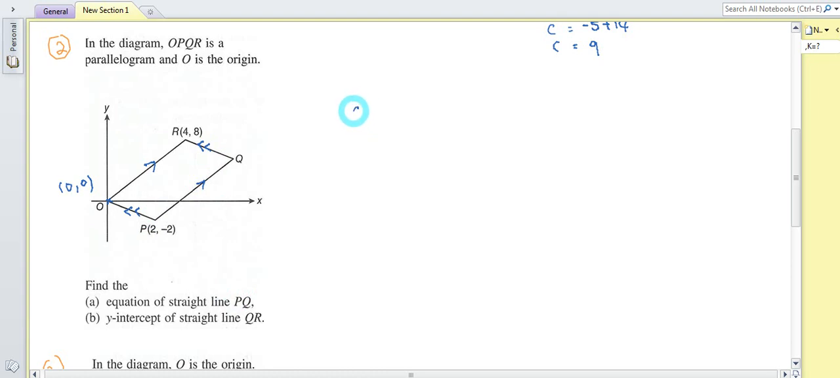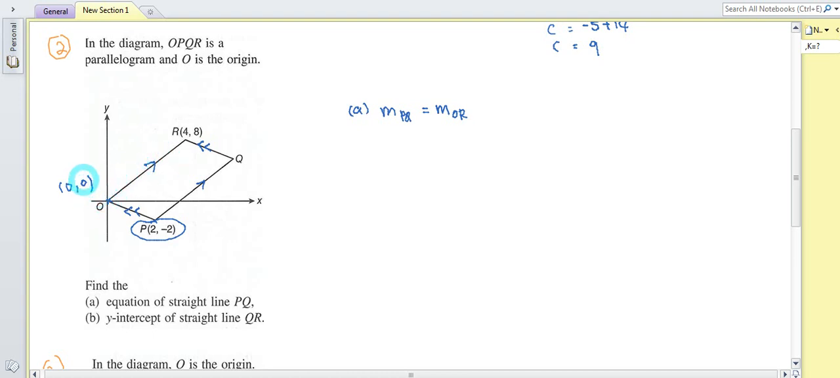Equation of a straight line, two things: gradient and 1 point. Okay, for PQ, I can use this point. And we need to find the gradient of PQ. Oh, we only have 1 point. So how do we find the gradient of PQ? This is a parallelogram. If I want to find the gradient of PQ, I can also find the gradient of OR. It's actually the same thing because they are parallel to each other. So can I get the gradient of OR? Yes. We have 2 points here.